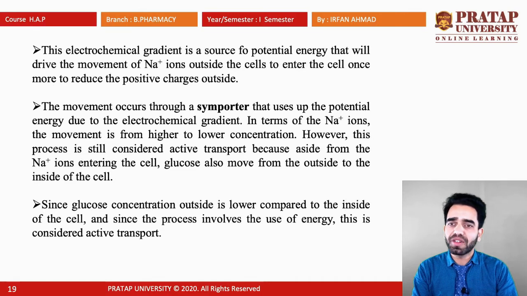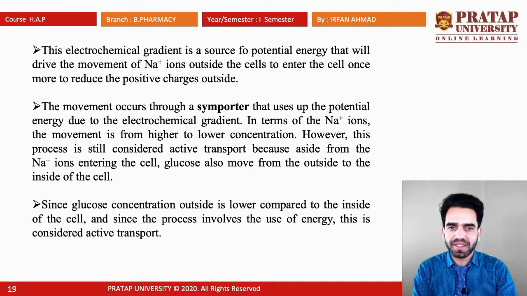Okay, so this electrochemical gradient which is formed in this process is a source of potential energy, also because of the position. So it will drive the movement of positive ions outside the cells to enter the cell once more, to reduce the positive charges outside, because outside the positive charge has become more. This electrochemical gradient is a source of potential energy that will drive the sodium ions outside the cells to enter the cell because it has to maintain the charge. Okay, so the movement occurs through a symporter.